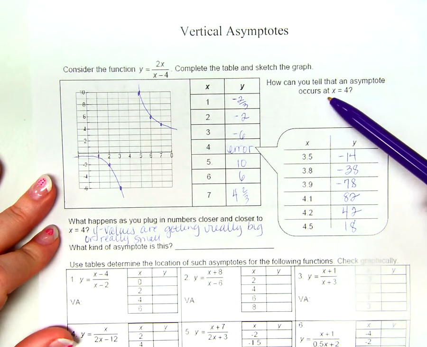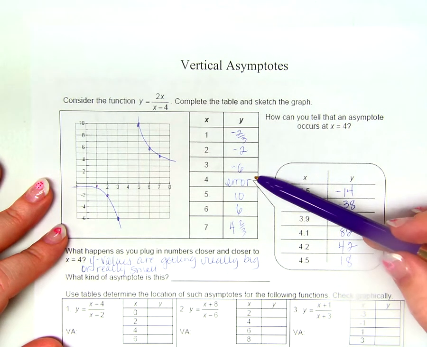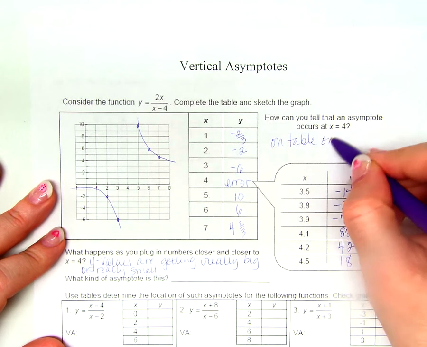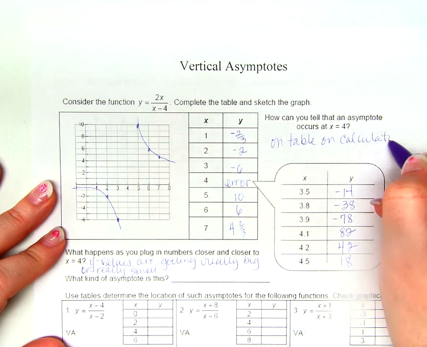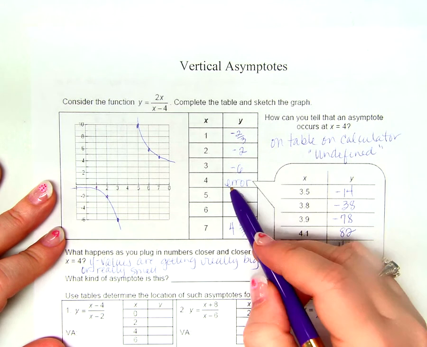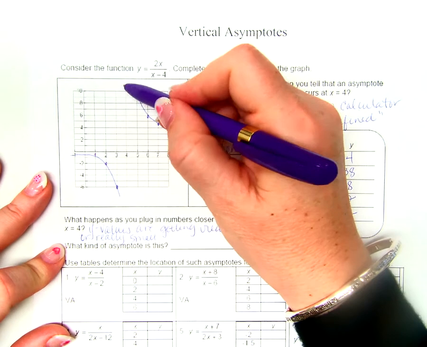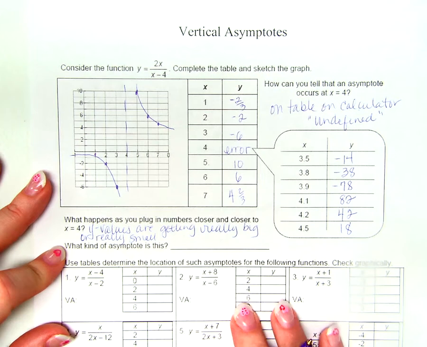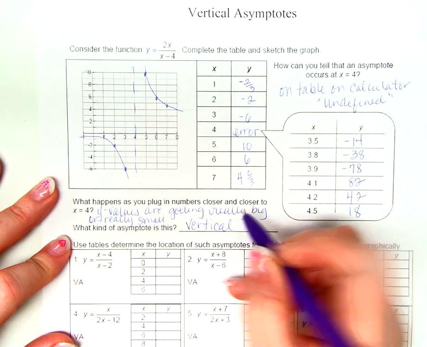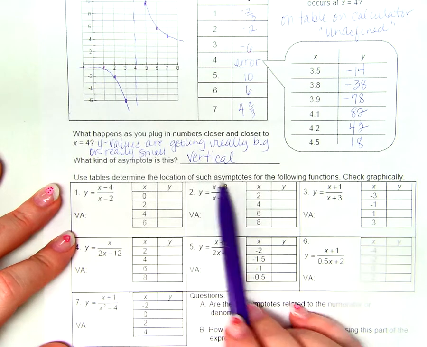Okay? Jump back up here to this question right here. How can you tell that an asymptote occurs at x equals 4? How can you tell? On our calculator, on the table, on the calculator, it actually says undefined, or error, like I wrote. Okay? So go back down here. What kind of asymptote is this? Well, if it's happening right here, what kind of line is that? Hopefully by now you've figured out that it's a vertical asymptote, because that's what the worksheet is called, but we'll get there in a minute. Okay? It's a vertical line, so it's a vertical asymptote.